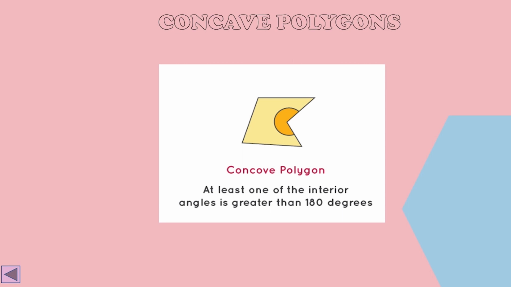Another way to see that this pentagon is concave is to imagine drawing a line segment between any 2 points within the polygon. If we do that, we can see that the line segment intersects the boundary of the polygon more than twice, which confirms that this is indeed a concave polygon.